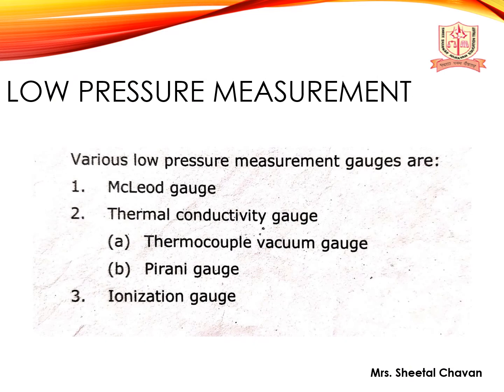Low pressure measurement. The various low pressure measurement gauges are: first, McLeod gauge; second, thermal conductivity gauge, which has two types, thermocouple vacuum gauge and Pirani gauge; and the third one is the ionization gauge.